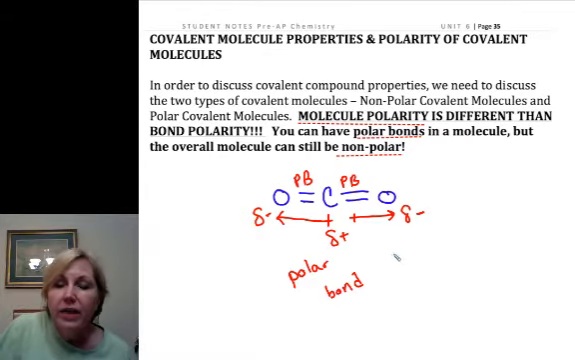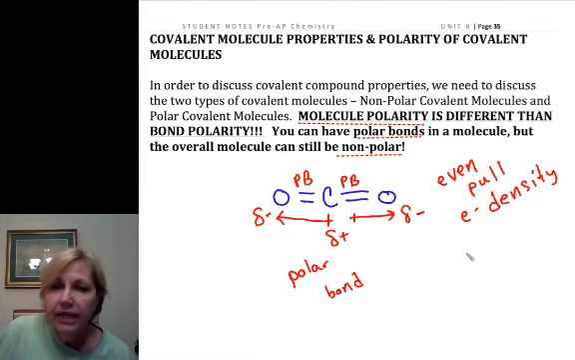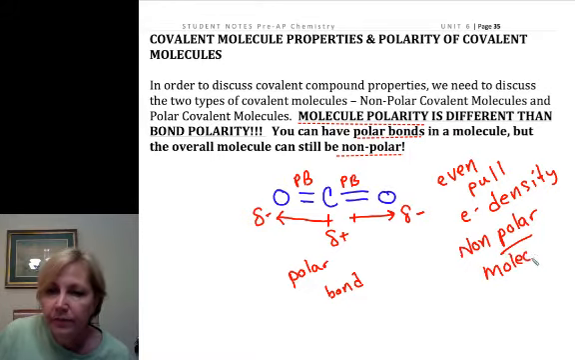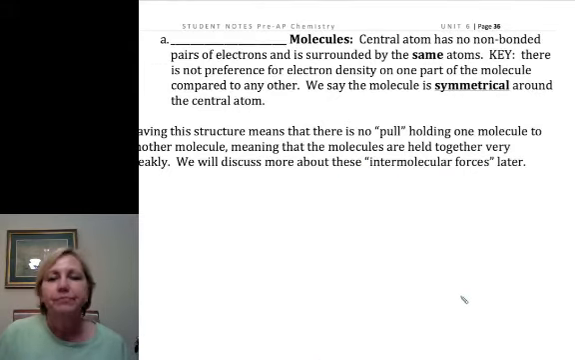But because we have an even pull in both directions, remember from class, we've done this in our little activity, even pull on electron density is going to be non-polar. And that's very important in terms of its properties. So that's a non-polar molecule. So make sure you see that distinction carefully between a bond and the molecule.